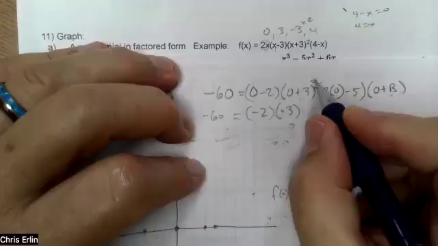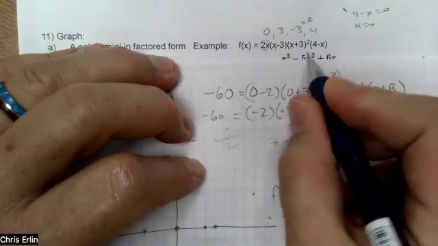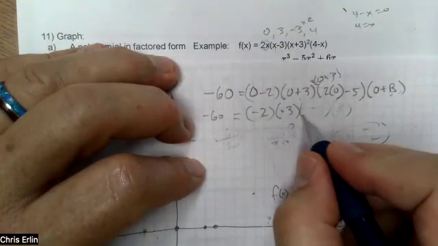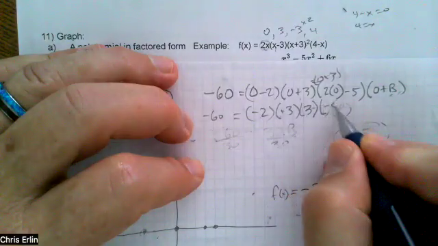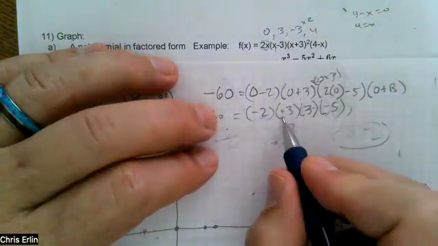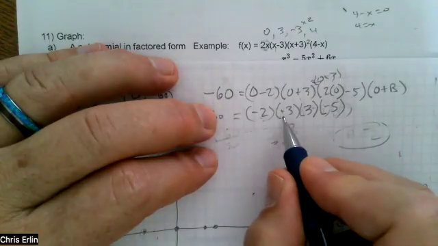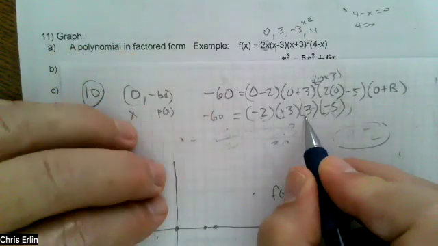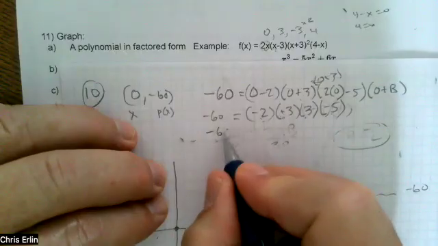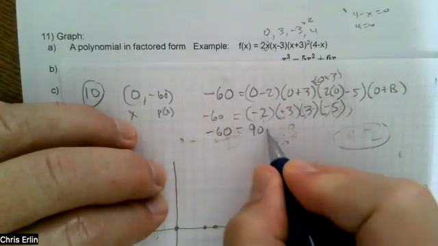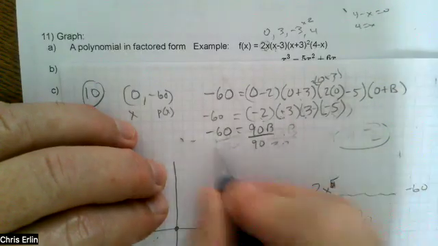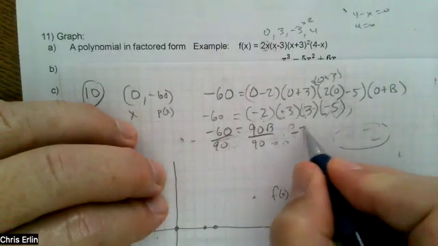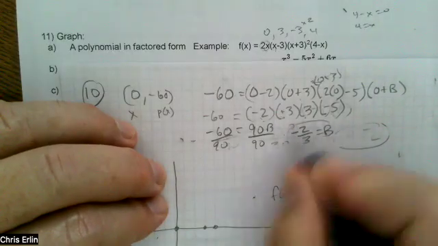So this 0 plus 3 shows up again as 0 plus 3 because it was squared. So I've got another plus 3, and I've got a negative 5. So I'm going to get 2 times negative 3, positive 3 makes negative 6, times 3 times negative 5 gives plus 90. So negative 60 equals 90b. Divided by 90, divided by 90. So negative 2/3 equals b.